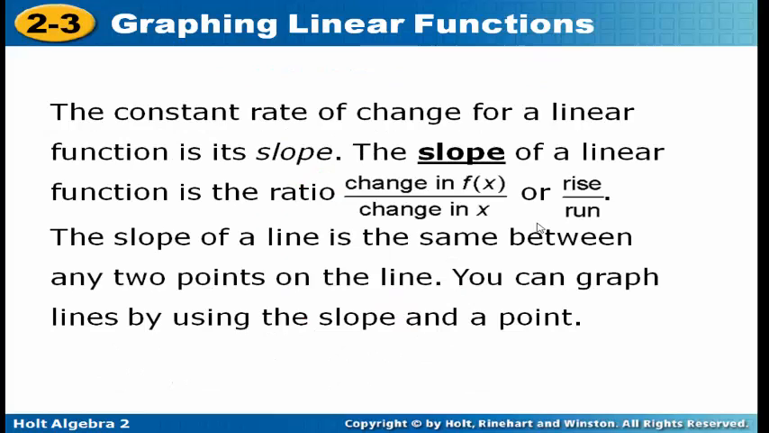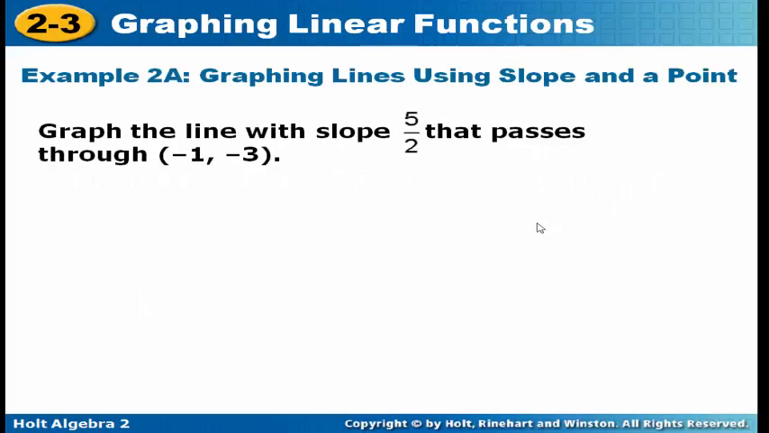The constant rate of change for a linear function is its slope. The rate of change of a linear function is called the slope. So the slope of a linear function is a ratio, which is change in f(x) over change in x, or we can say rise over run. The slope of a line is the same between any 2 points on the line, and you can graph a line by using the slope and a point.